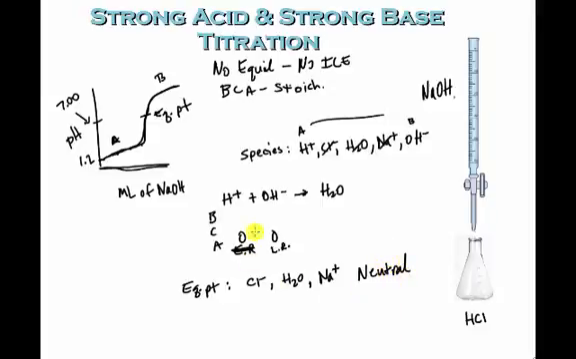Okay, and then if I continue on beyond that, then this becomes my excess reactant, and this becomes my limiting reactant, and therefore I have a base left over, and my pH goes over 7. So, very general type of titration: strong acid, strong base titration.